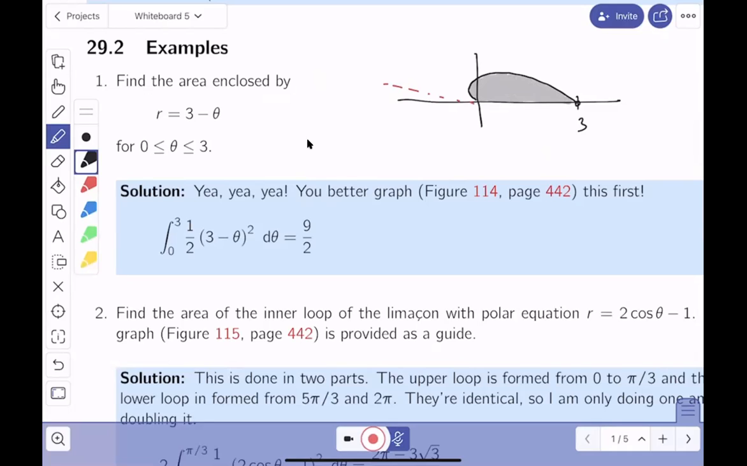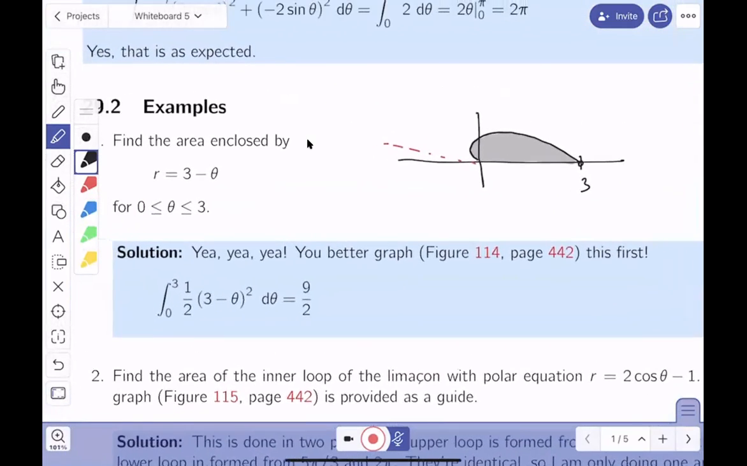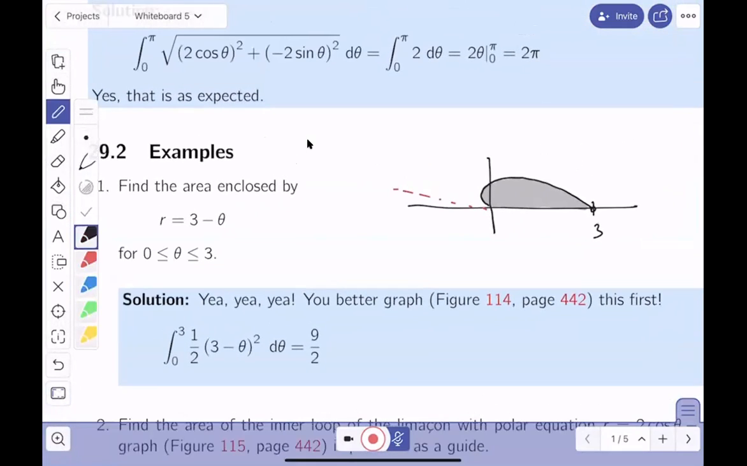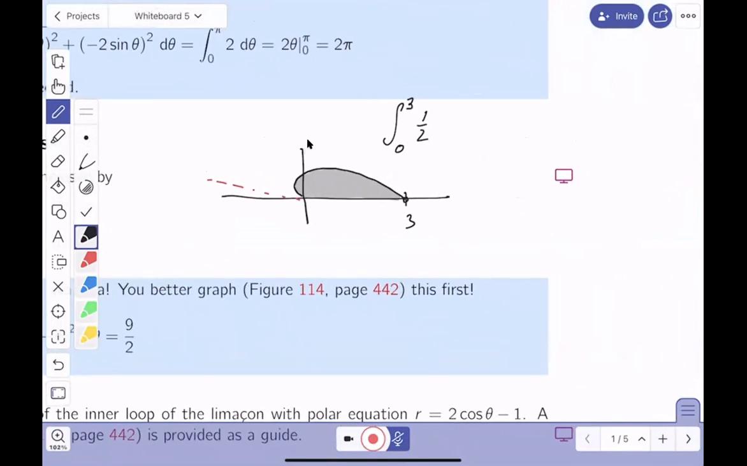And what's the integral going to be? We'll do it one step at a time. The limits of integration are given to me, which makes it so much easier. It starts at 0, it ends at 3, and it's going to be 1/2 r squared. That's 1/2 the integral of (3 minus theta) squared d theta.